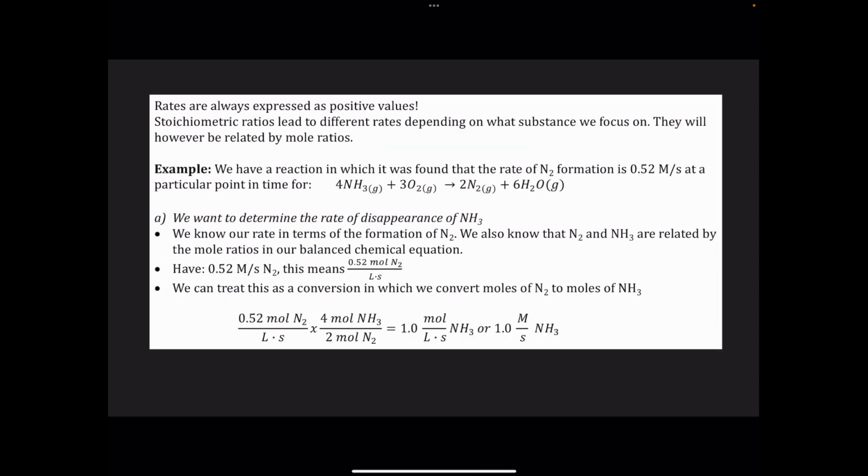Rates are always expressed as positive values. So even though our reactants are going down, we're going to express that change as positive. We're going to look at it as just the given amount that's changing.